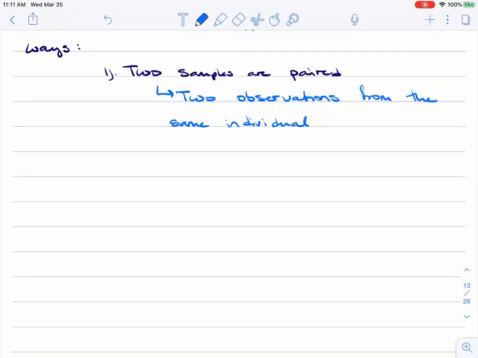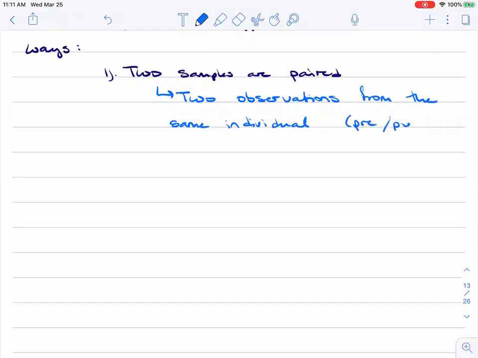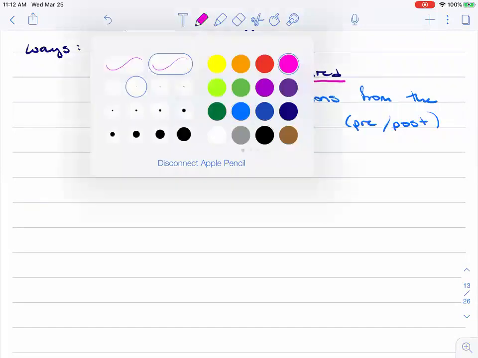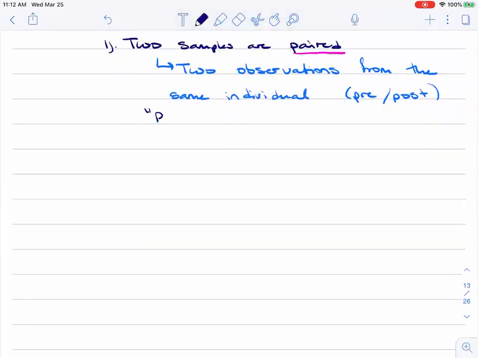Okay. So these are things like pre and post scores, right? So you write a pre-test and then you write a post-test to see if you've improved, or you take some sort of measurement before using a drug and then after using it to see if your symptoms have improved, that kind of thing. So pre-post scores is a pretty standard paired situation, right? So often we call these paired samples t-tests or paired t-tests.